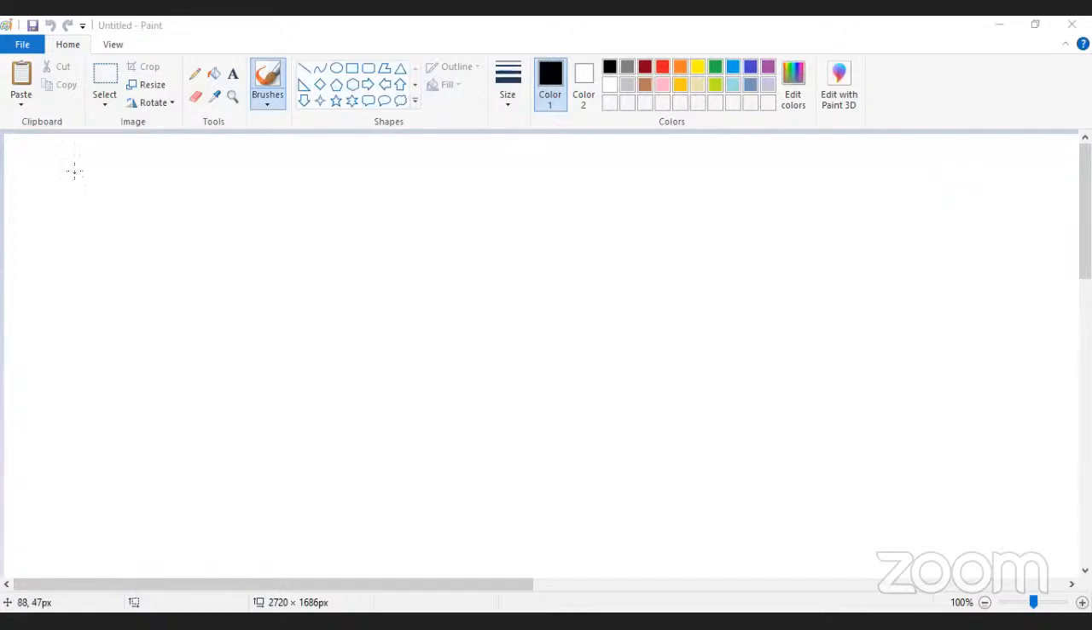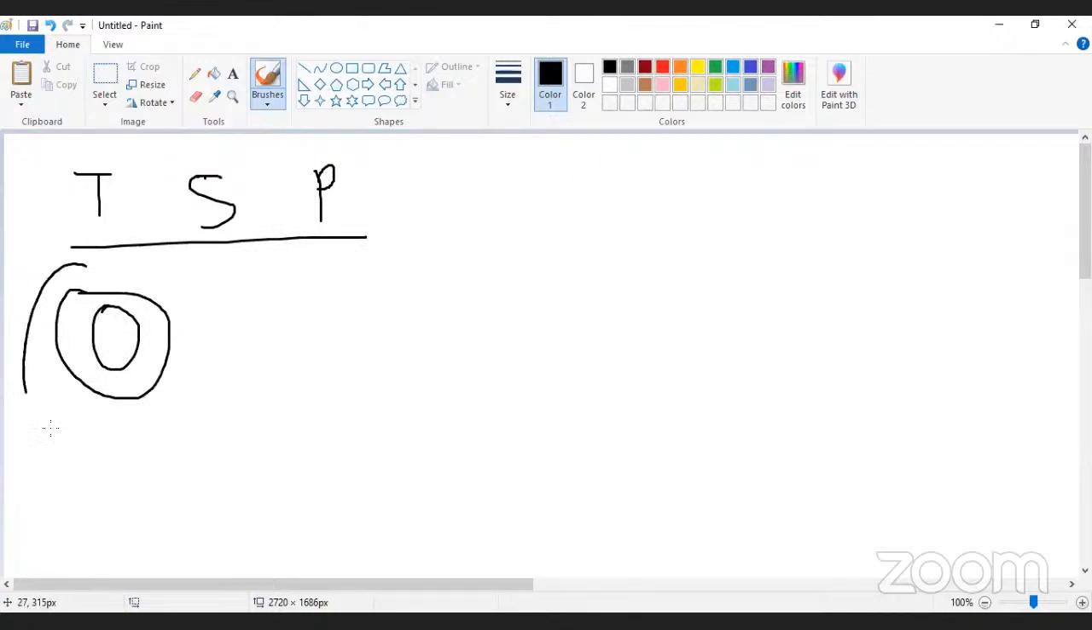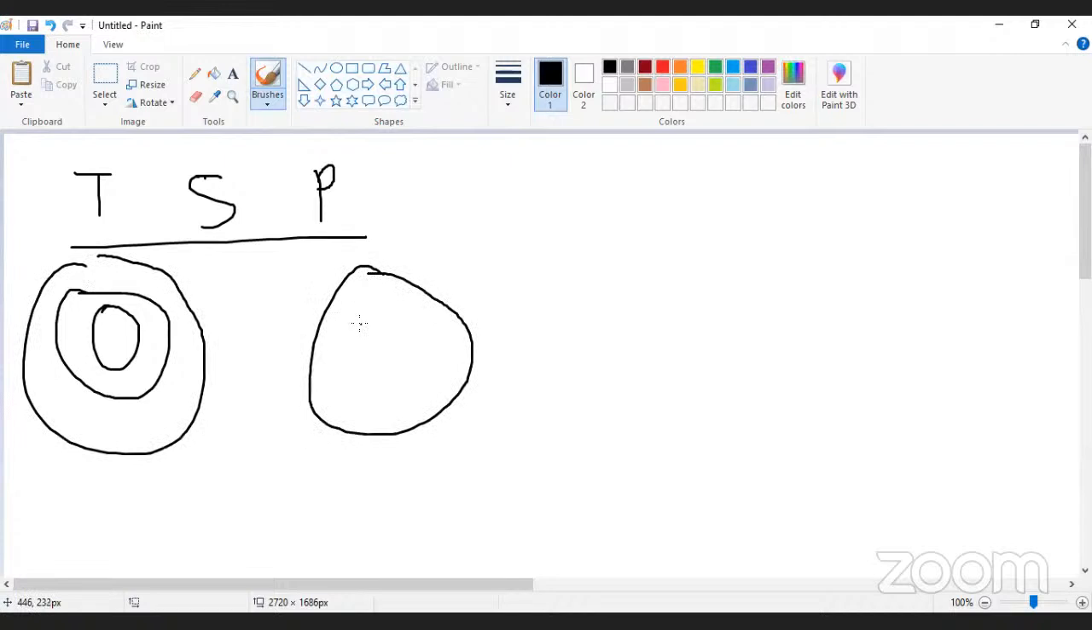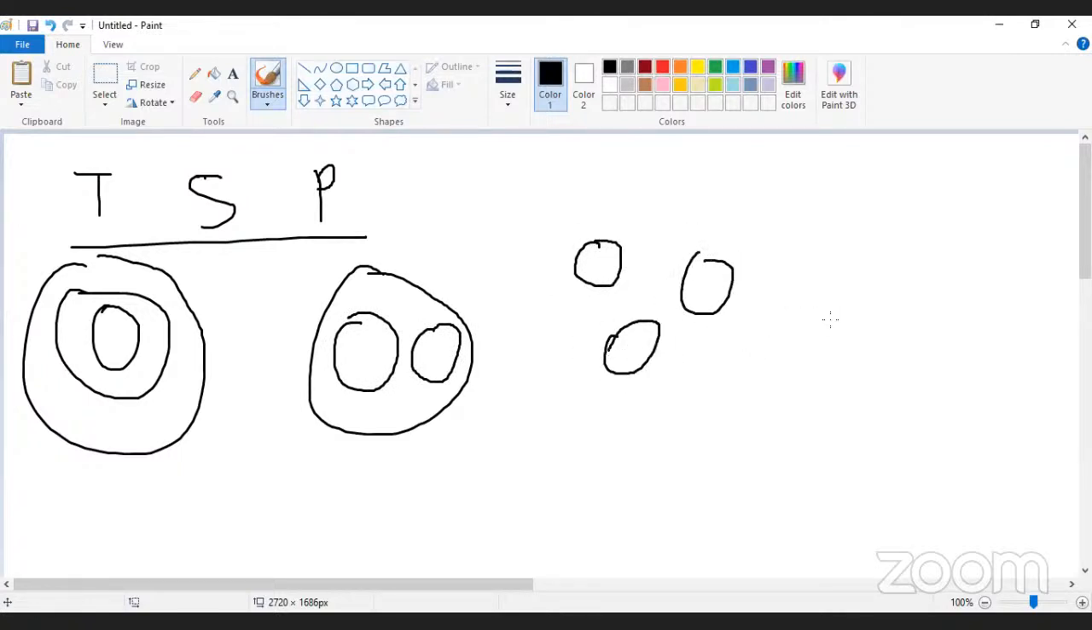So if there are teacher, student, principal, how will the picture look? So this was the question. Is it teacher, student, principal? Or principal is there, teacher is inside, student is also inside, like this? In this, which of the options are correct?